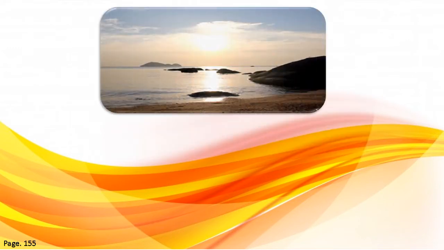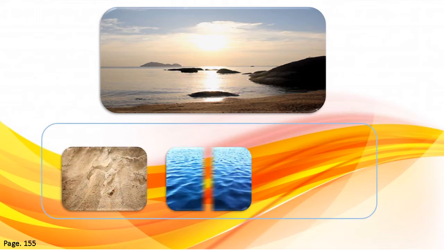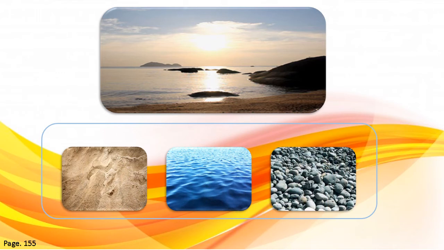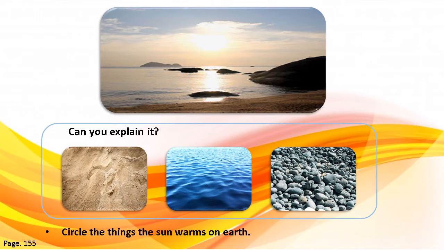Let's move on to page 155 in our science book, where we will have our lesson check. And in this page, we are asked to observe the picture of the beach at sunset and to circle the things the sun warms on Earth. So, what do you think? Excellent job! We are going to circle the three pictures, as the sun gives heat which warms the soil, the water, and the pebbles.